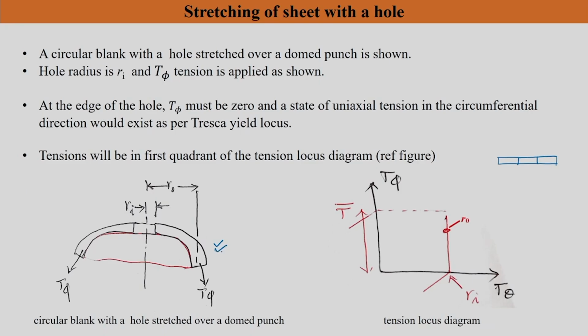A simple schematic I have drawn here. Let us say this red color one is your punch. Let us say this is your sheet and there is a hole at the center, like this. The hole radius, let us say Ri, and let us pick up R naught as a reference radius for us. At R naught radius, there is a tension T phi that is acting on the sheet. So, you are stretching it with the help of T phi applied tension, and the hole will actually expand.